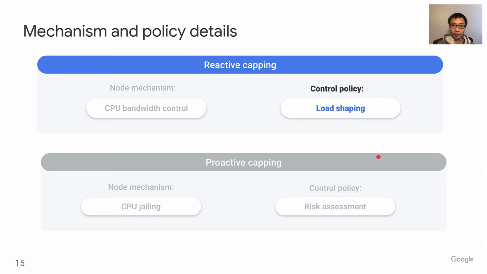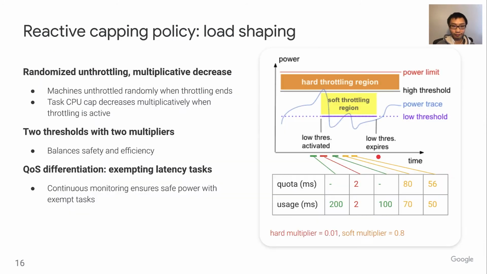Reactive capping uses a control policy called load shaping. Load shaping is a combination of a randomized unthrottling multiplicative decrease algorithm and a two-threshold with two multipliers scheme. Randomized unthrottling means that we unthrottle machines randomly over time when throttling ends. Multiplicative decrease means that task CPU cap decreases multiplicatively when throttling is active. And we use a two thresholds with two multipliers scheme to balance safety and efficiency.